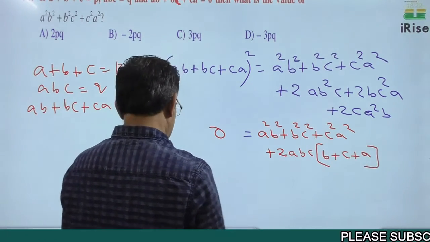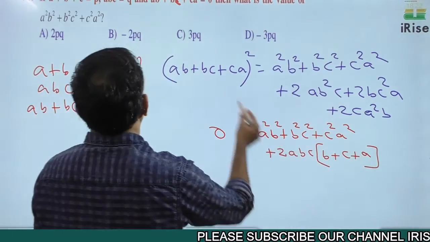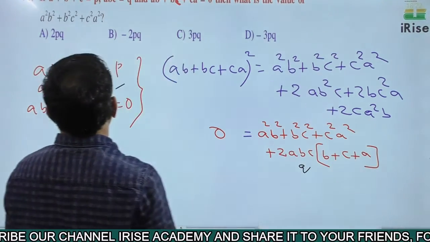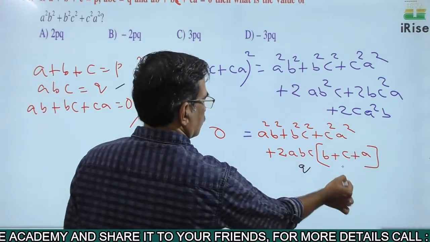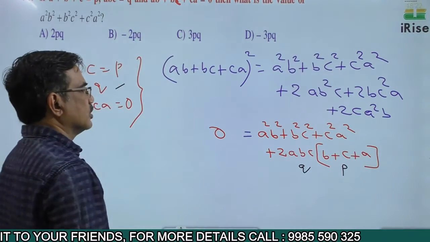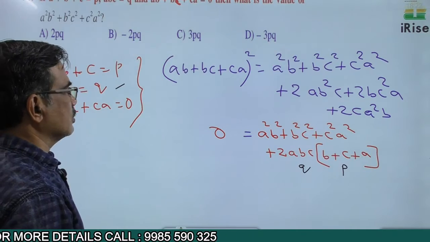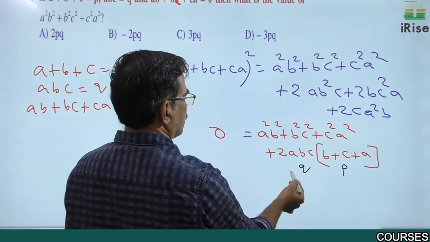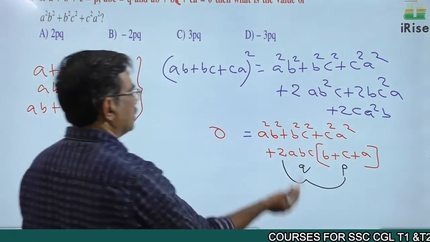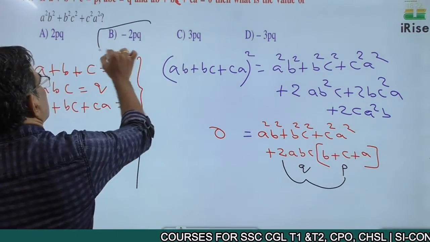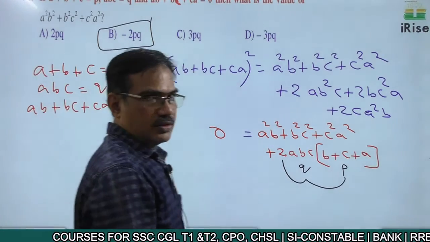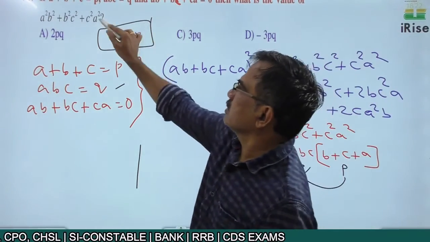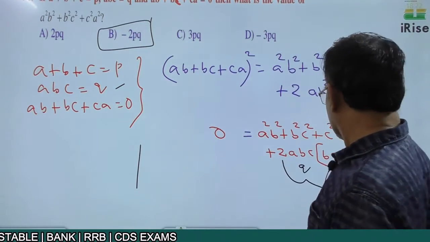So what is the abc value here? Here abc is equal to q, and a plus b plus c is given as p. So what is the answer for this question? a square b square plus b square c square plus c square a square is equal to minus 2qp, minus 2pq. This is the answer for this question. Very simple question. Just square this, use that condition, we get the answer.